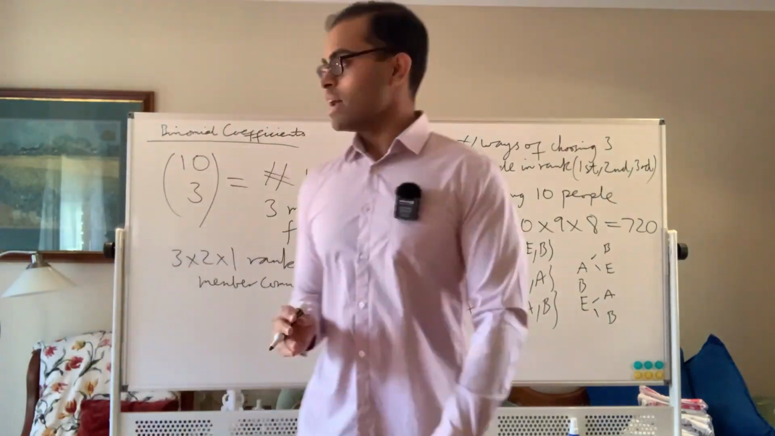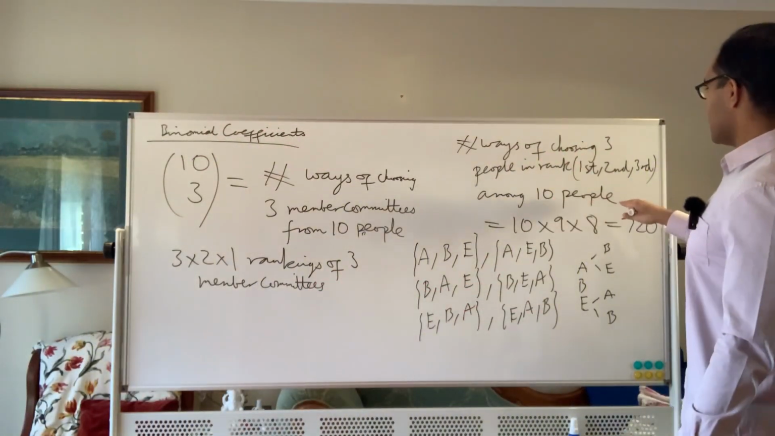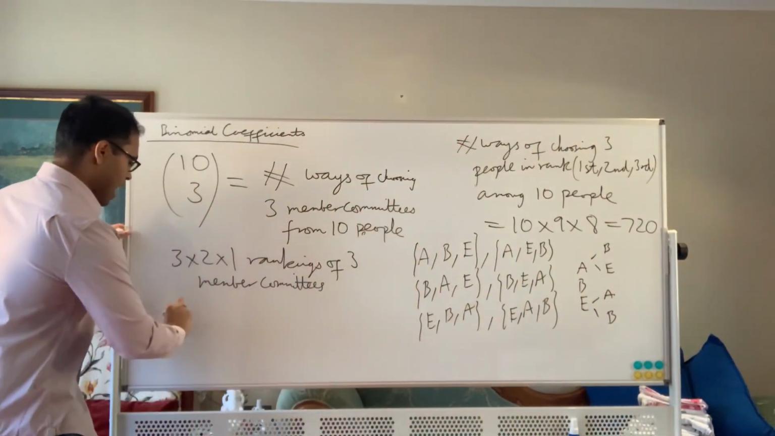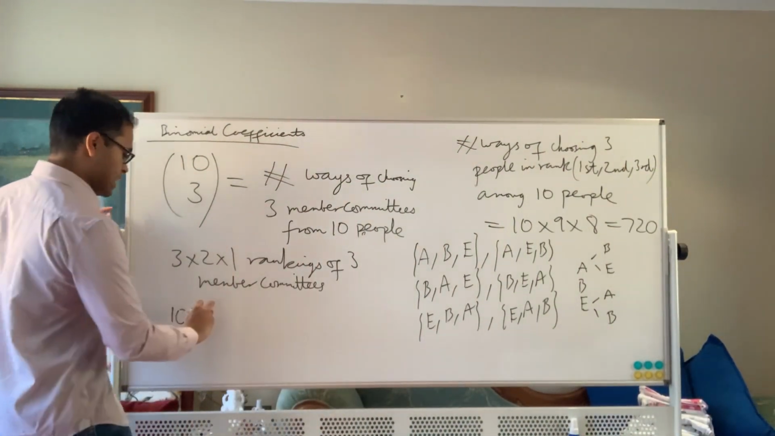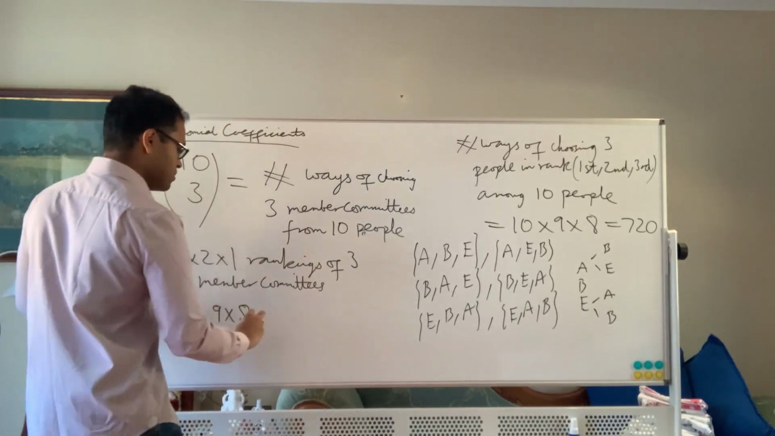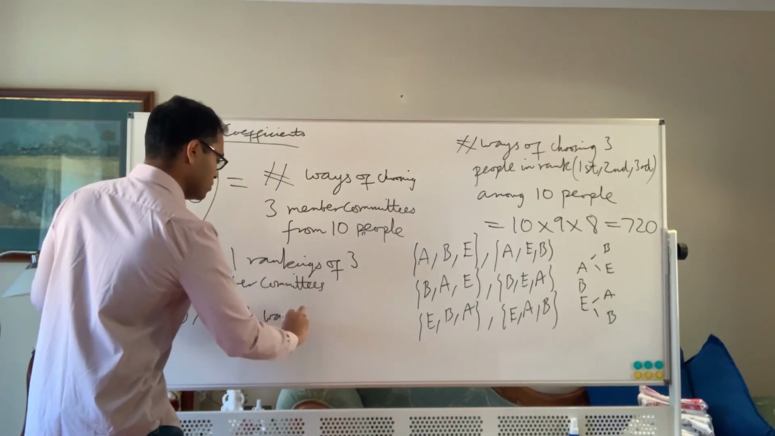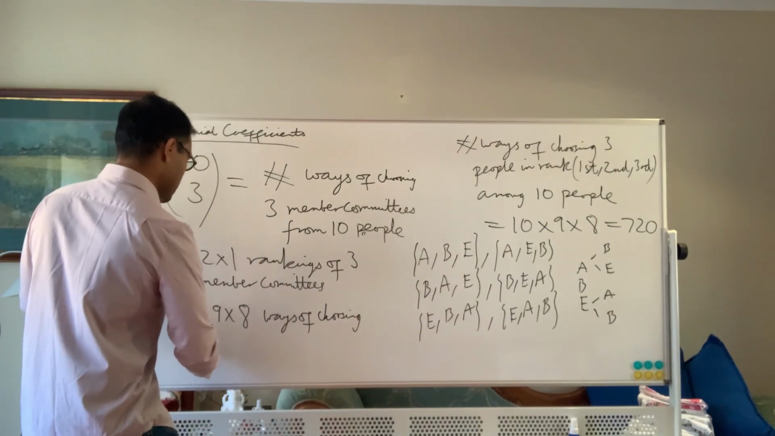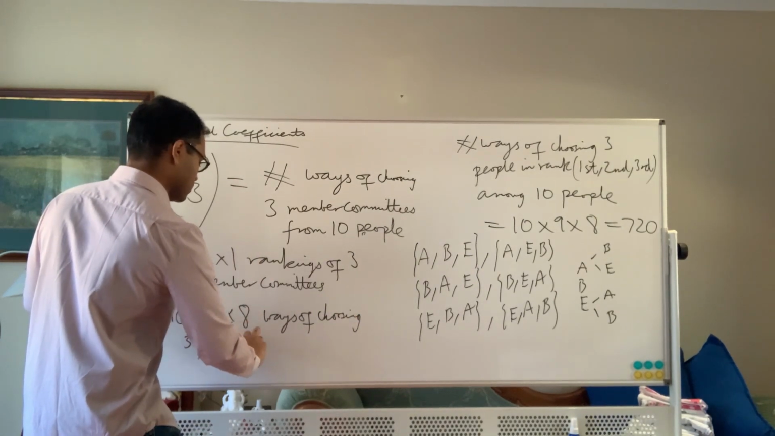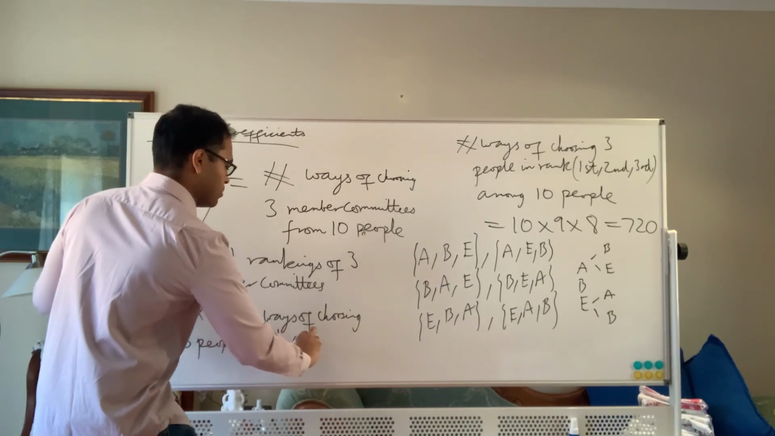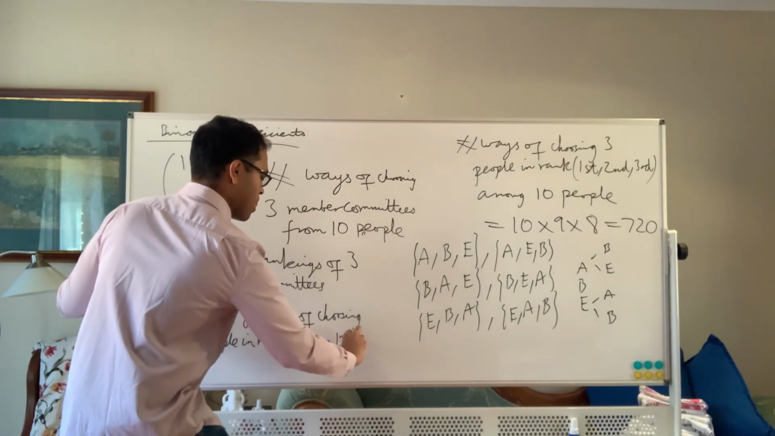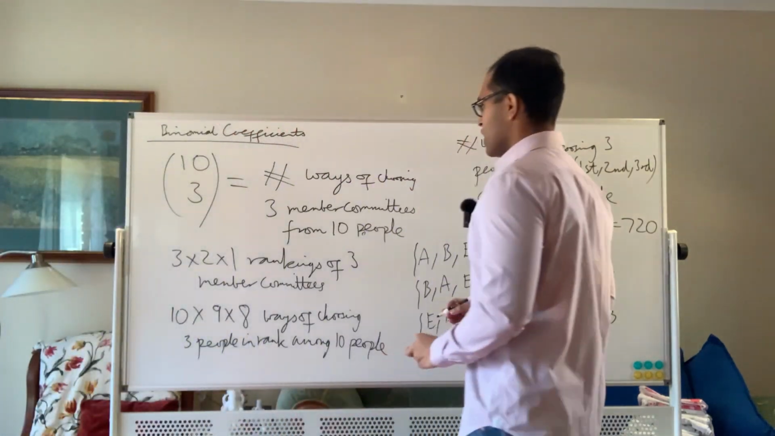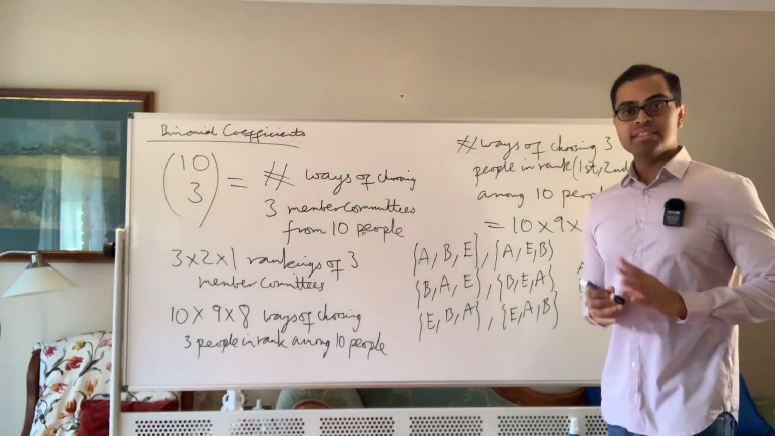And we're going to get to the answer now. We know there are 10 times 9 times 8 ways of choosing 3 people in rank. Okay, so let's write that down. Among 10 people. So this is where the 10 matters. Among 10 people, there are 10 times 9 times 8 ways of choosing 3 people in rank among 10 people. Okay, so that's there. Now, what that's going to give us is the following formula.